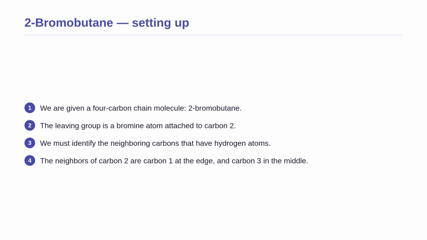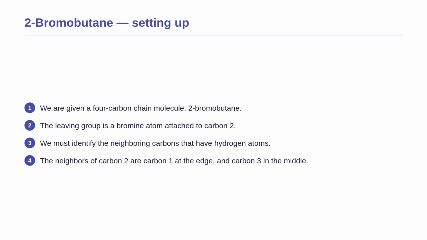Let us apply this knowledge to a real molecule and predict the major product. We are given a 4-carbon chain called 2-bromobutane, which has a bromine atom acting as the leaving group on the second carbon. We need to determine where the double bond will form when we react it with different bases. Our first step is to identify the neighboring carbons that have hydrogen atoms available to be stolen.